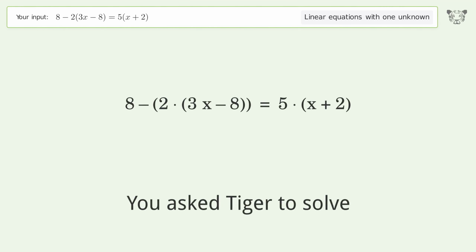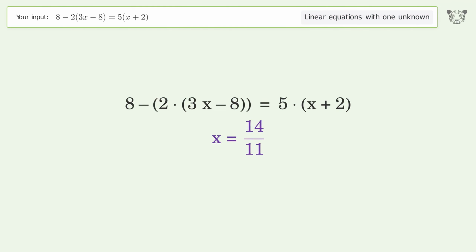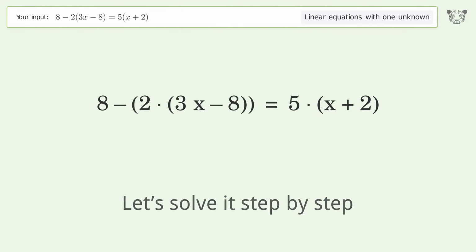You asked Tiger to solve this. It deals with linear equations with one unknown. The final result is x equals 14/11. Let's solve it step by step.